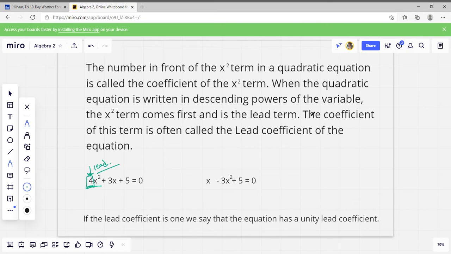That's our lead coefficient. This one, it will be 1, because that means 1 times x. If the lead coefficient is 1 and it doesn't show up, it's just implied that there's a 1 there, we say that the equation has a unity lead coefficient. Okay, so this one has a unity lead.